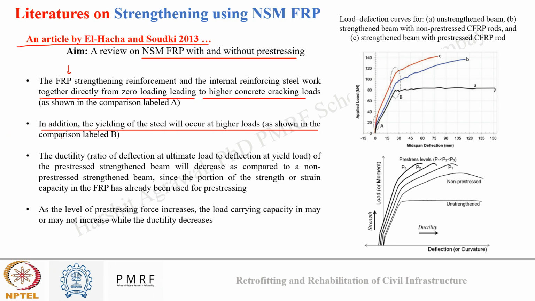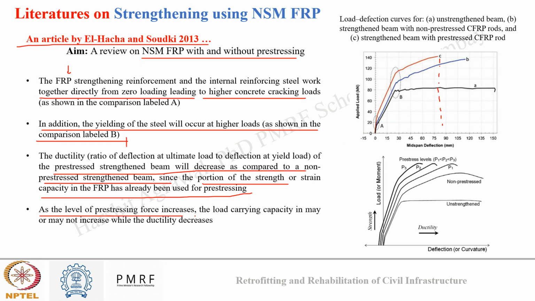When we use FRP NSM, ductility, that's the ratio between the deflection at ultimate load to the deflection at yield point, of the pre-stressed strengthened beam will decrease as compared to the non-pre-stressed strengthened beam, since a portion of strength or strain capacity is already used in pre-stressing. So this says that when we are doing pre-stressing, the ductility at failure will decrease. Why? Because some of the strain capacity of the FRP has already been used in pre-stressing. So it won't give me a higher strain before failure.